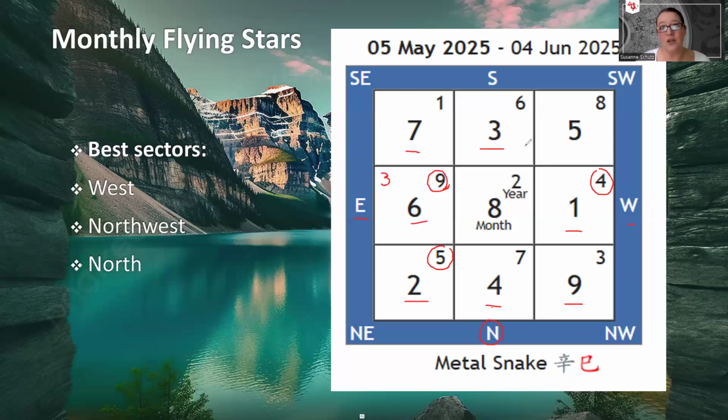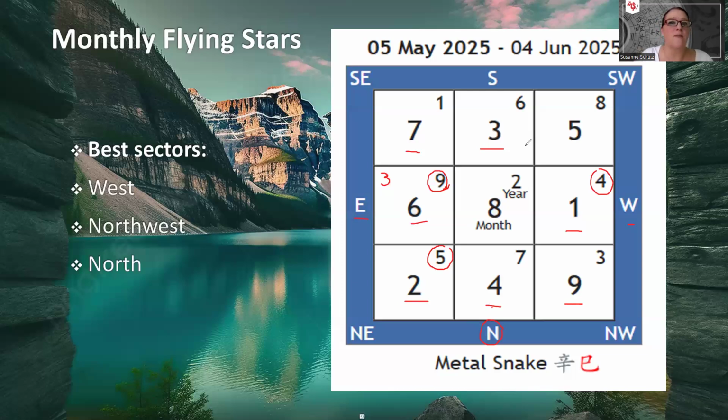Then we've got the South sector with the monthly number 3. Now, the 3 is an argument star. But arguments don't need to escalate. Basically, an argument is just a kind of fierce negotiation, right? So if you need to negotiate something, if you need to negotiate a contract, you can do that in the South sector, but make sure that you do not escalate a disagreement.